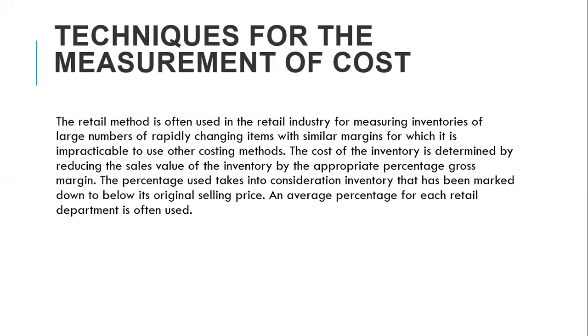For example, in a supermarket, you have all manner of items. The cost of the inventory is determined by reducing the sales value of the inventory by the appropriate percentage gross margin. The percentage used takes into consideration inventory that has been marked down to below its original selling price. An average percentage for each retail department is often used.